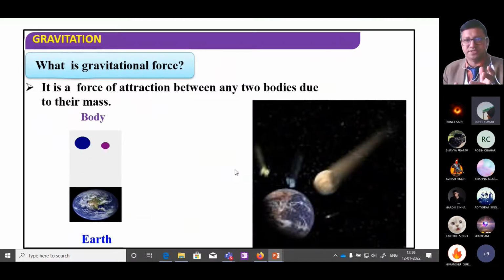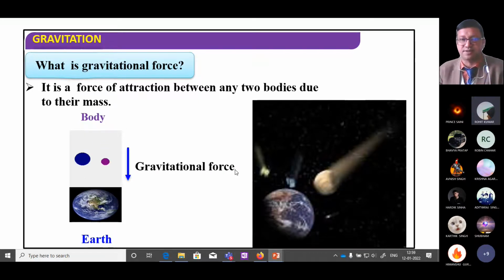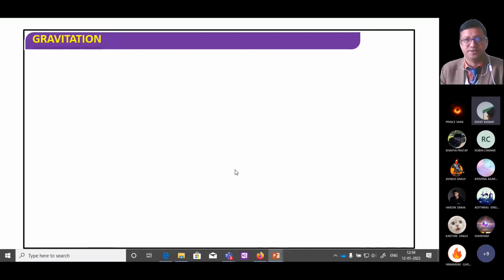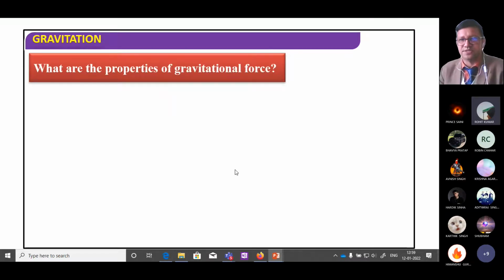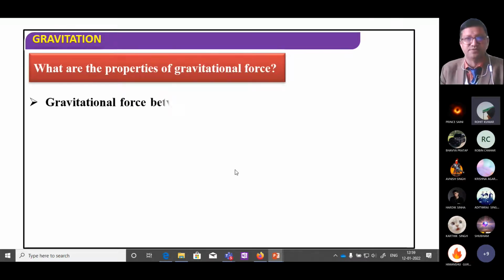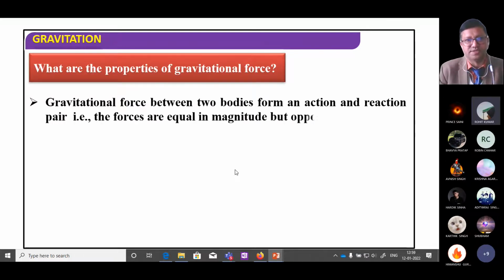So when objects are attracted towards the earth, definitely the force of attraction comes into play. This attraction is related with gravity, and that is why the term gravitational force comes into play. इसलिए ये टर्म जो इंट्रोड्यूस की गई है. सो लेट अस वी ट्राई टू अंडरस्टैंड मोर अबाउट द ग्रेविटेशनल फोर्सेस. So these are the forces between two objects that form an action and reaction pair.